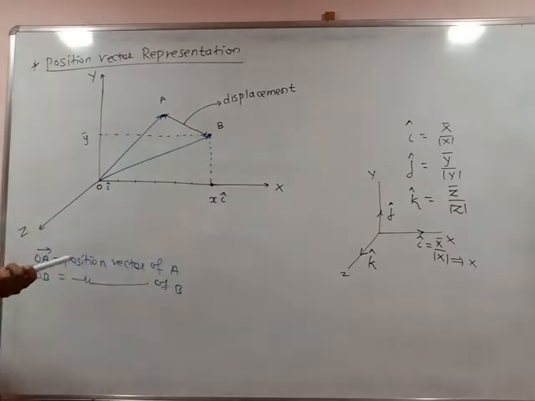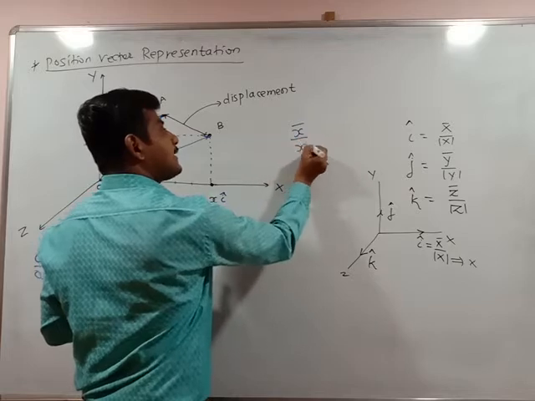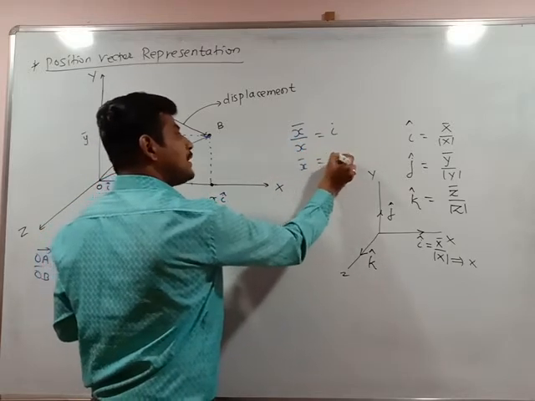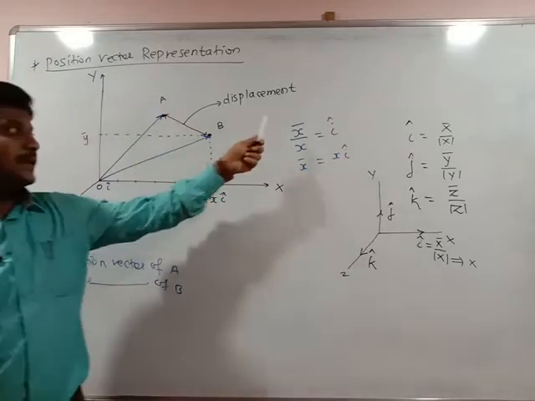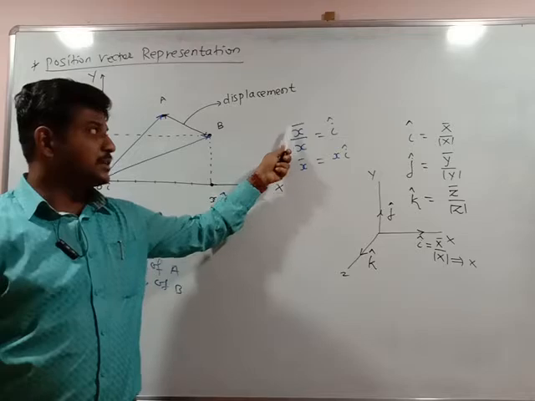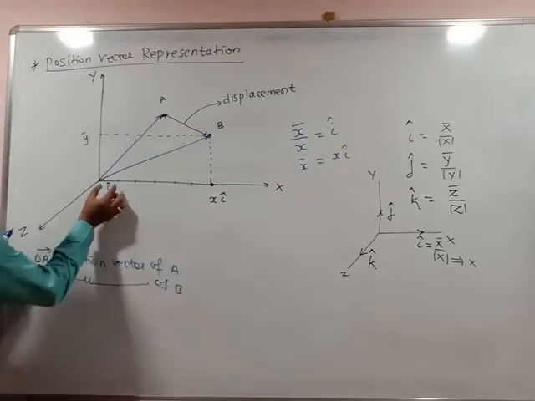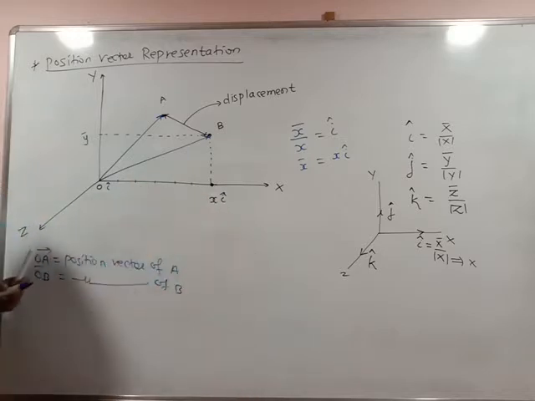Why is it represented as a xi? Because we know that x bar upon x is equal to I cap. So x bar is equal to what? X into I cap. Is it clear? Direction to its magnitude, direction to its magnitude is a unit vector. So direction is equal to x into I. Here is 1i, 2i, 3i. So here will be the total x times I.